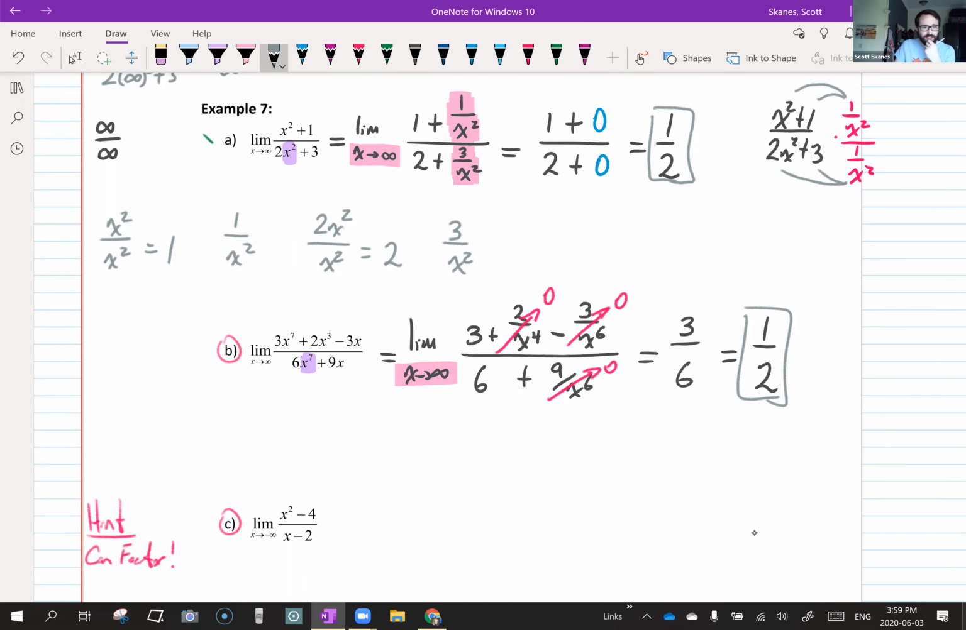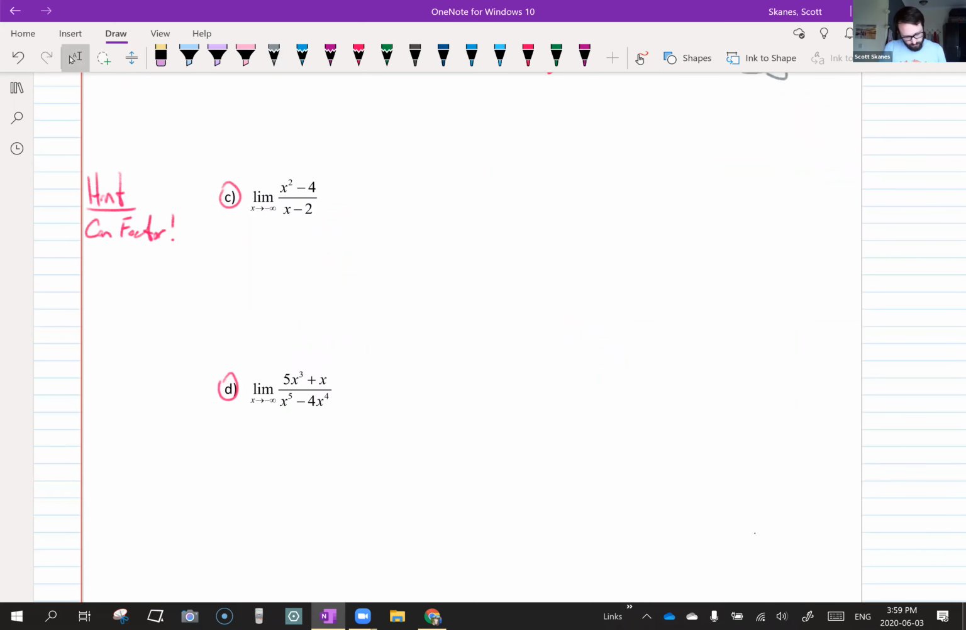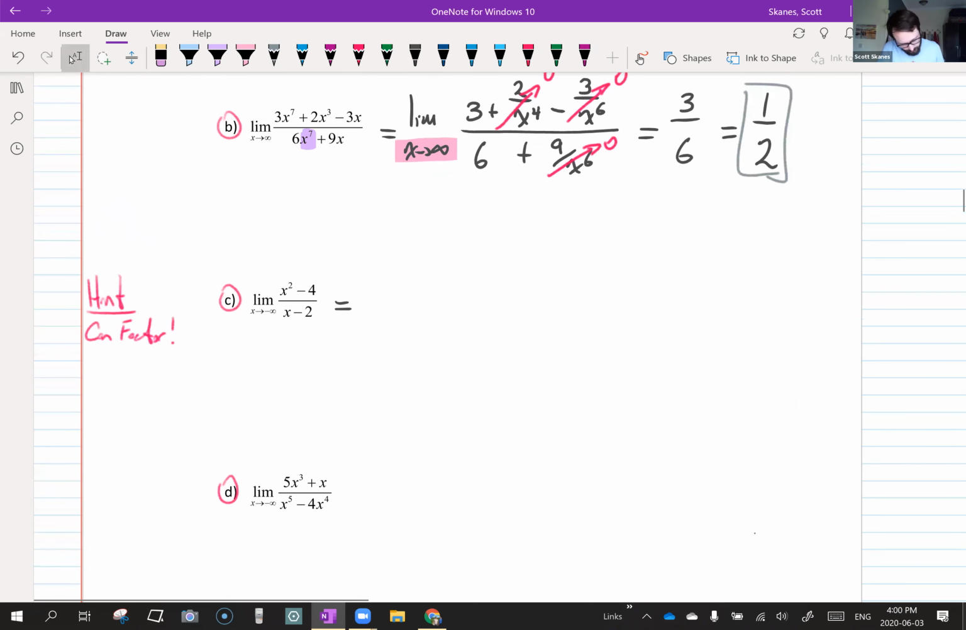I don't know if I've done C. I just did a few of them. Let me see. I don't think I did C. I think C is infinity. I think C is infinite. I'll do it really quickly. I'll keep that up if you need it.